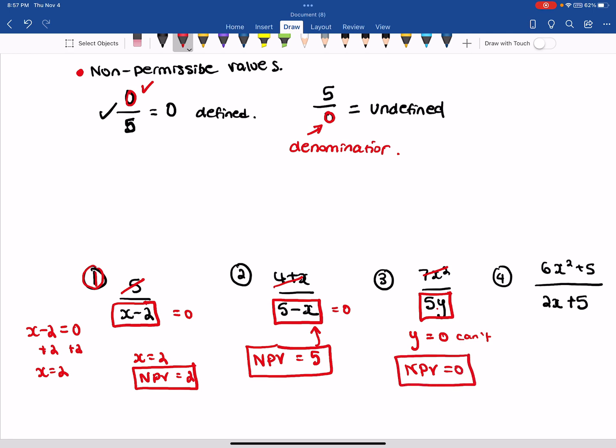This one, 2x plus 5, is a little more complicated, meaning the numbers are not working out nicely. Then you can do a little bit of algebra. So 2x is negative 5. Divide both by 2. So x cannot be negative 2.5. Well, x is negative 2.5, but that's what you're not allowed to have. So I must say, NPV, non-permissible value, is negative 2.5.